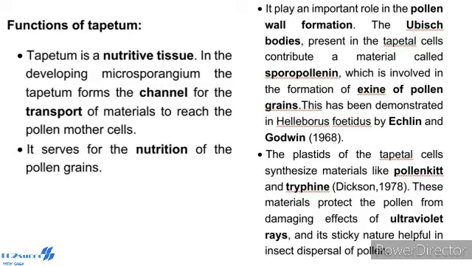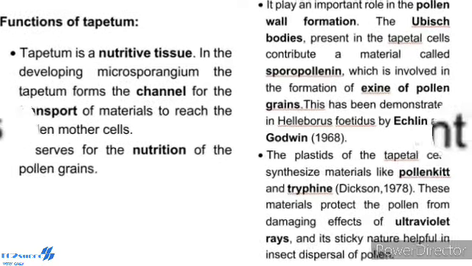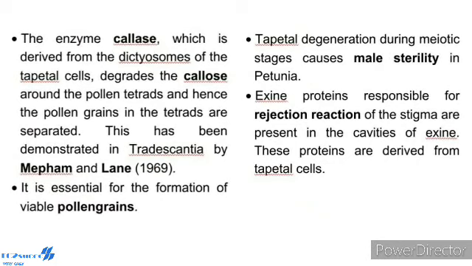The plastids of the tapetal cells synthesize materials like pollen kit and tryphine, discovered by Dickinson in 1978. This material protects the pollen from the damaging effects of ultraviolet rays, and its sticky nature is helpful in insect dispersal of pollen. The enzyme callase, which is derived from the dictyosomes of the tapetal cells, degrades the callose around the pollen tetrad, and hence the pollen grains in the tetrad are separated. This has been demonstrated in Tradescantia by Mepham and Lane in the year 1969.